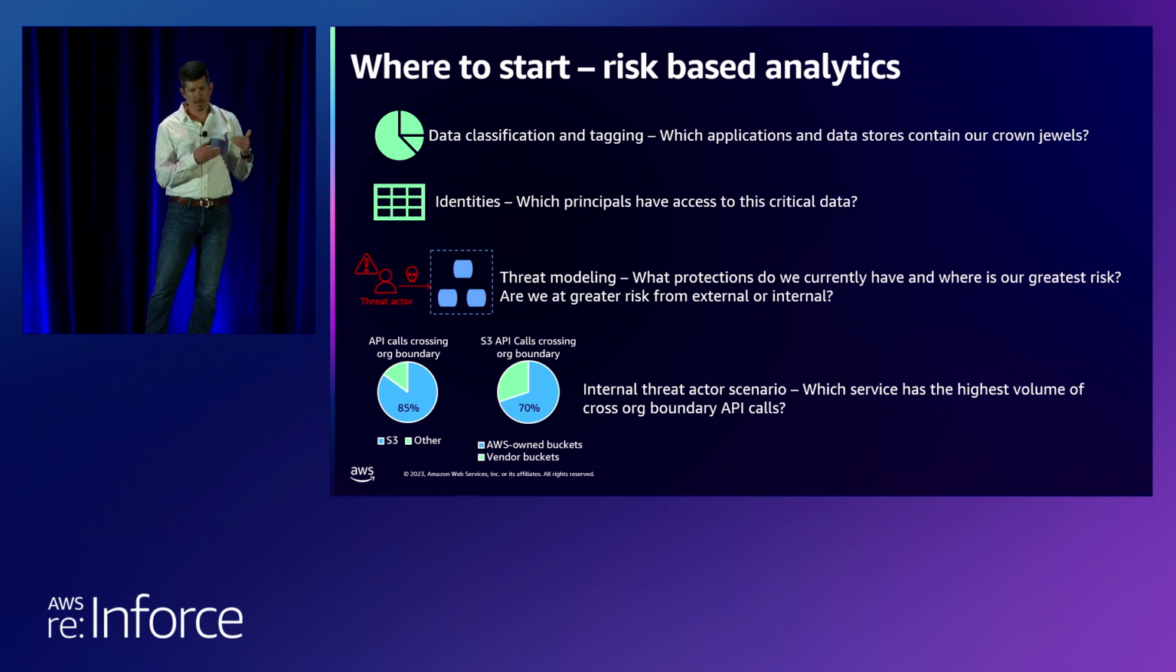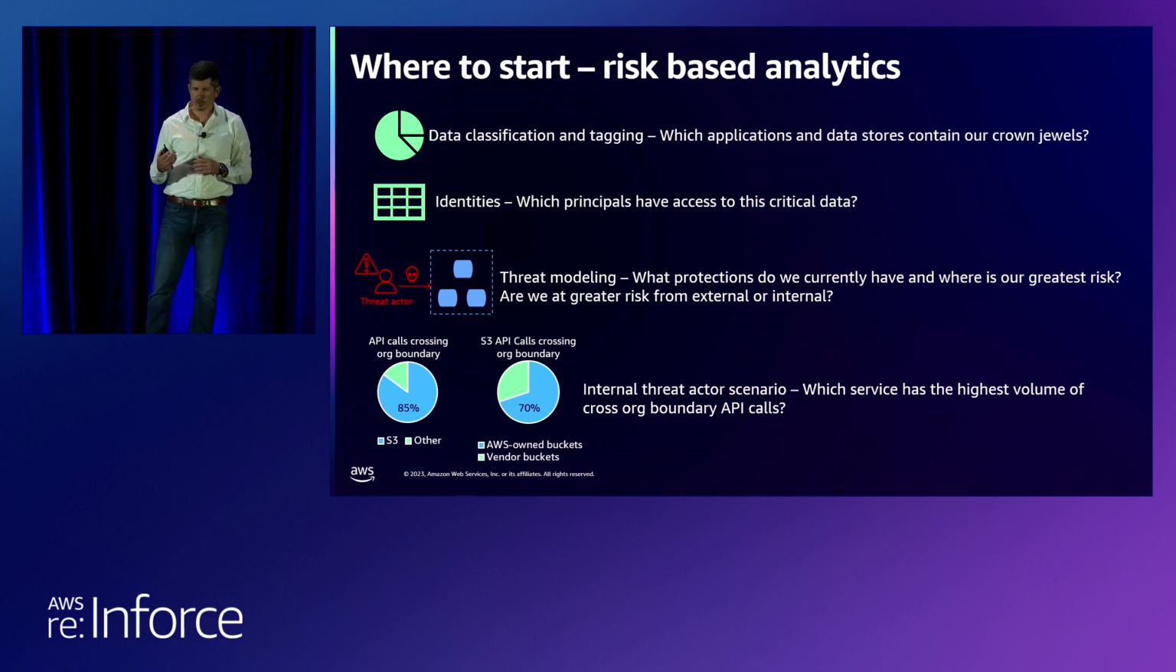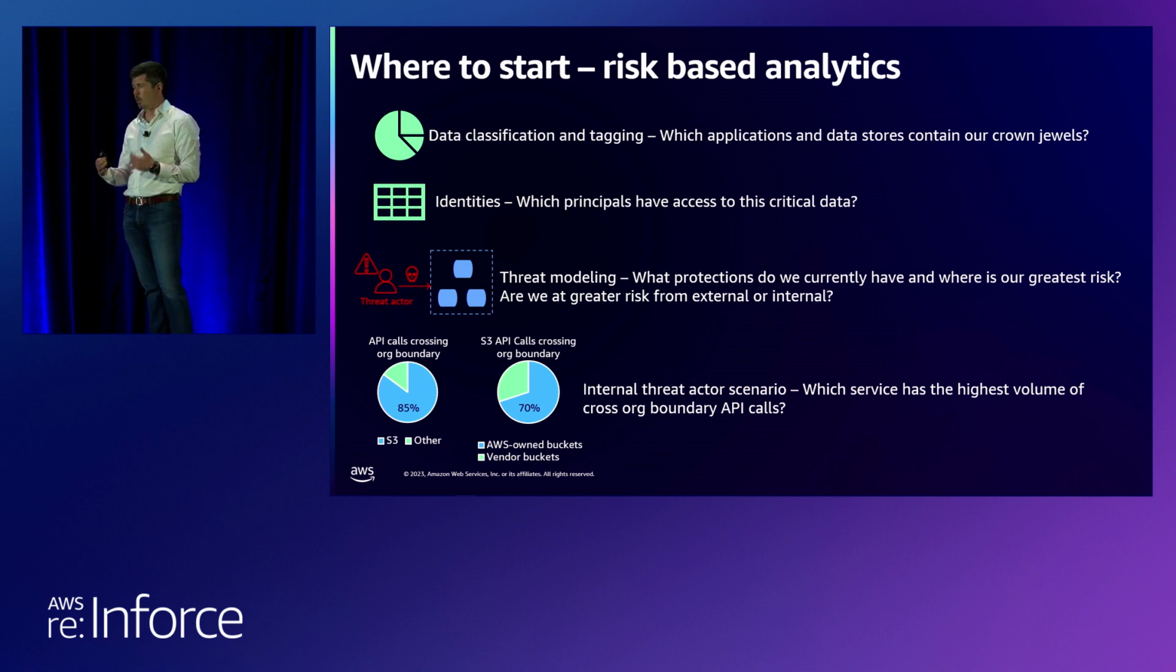Both of those information sets fed a really important step for us, which was threat modeling our overall scenarios, looking at what protections we currently have and where our greatest risk is, and whether we are at greater risk from external or internal threats. A lot of that is really going to depend on your own AWS environment, what your security operations look like, what controls you implemented, and where you feel you have the greatest room for improvement.